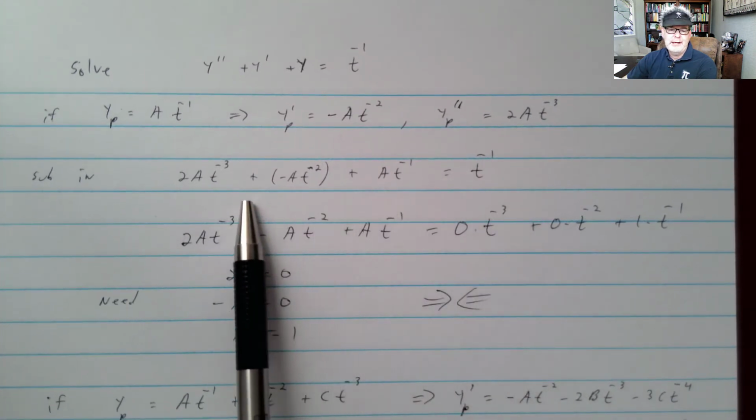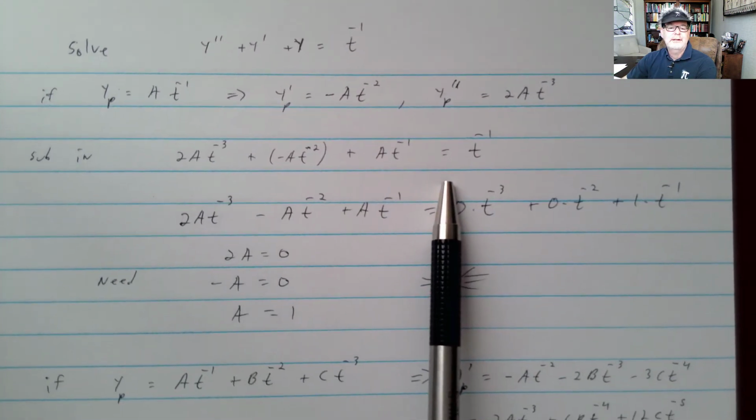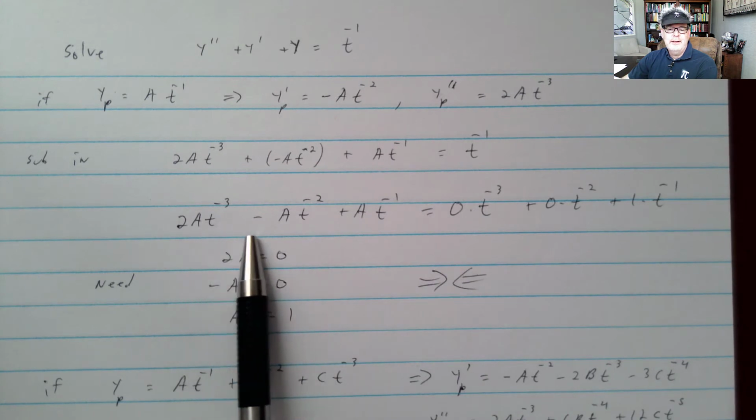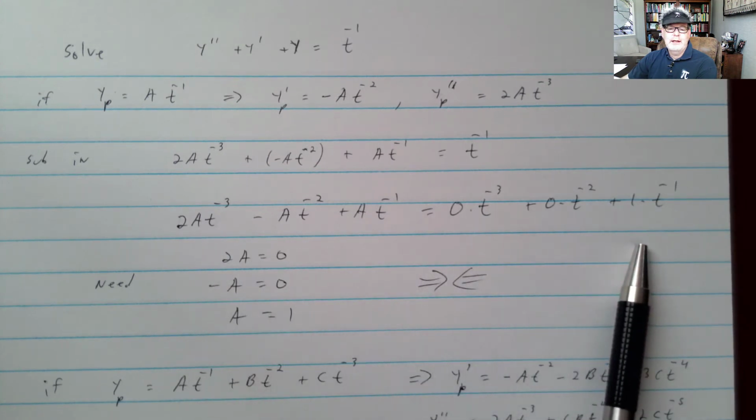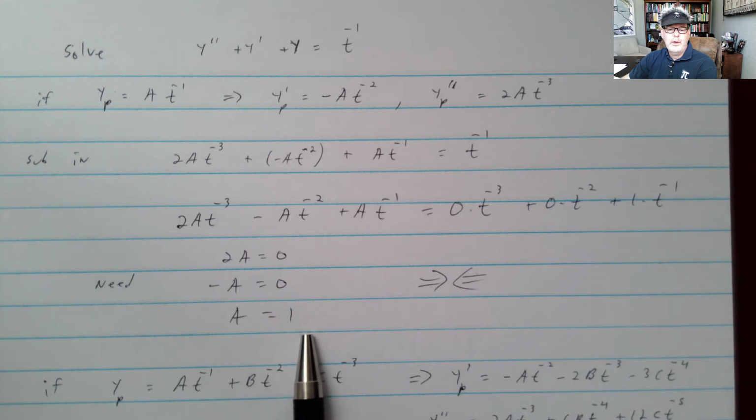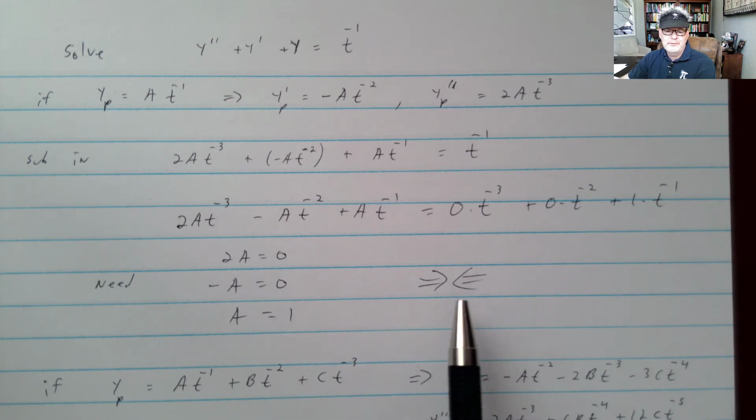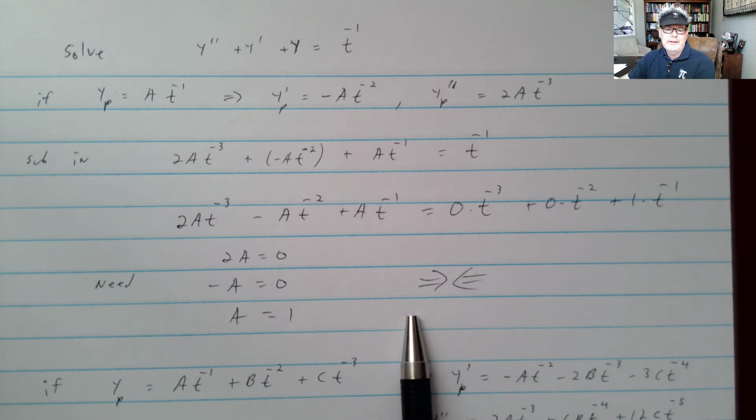If I sub it back into the differential equation, then I get this, and I need a to be 0 and 1 at the same time. Right? So a is sort of overdetermined, and then you can't correct it.